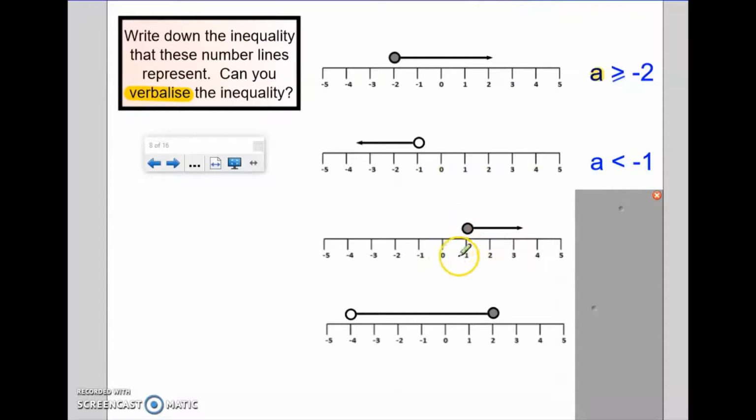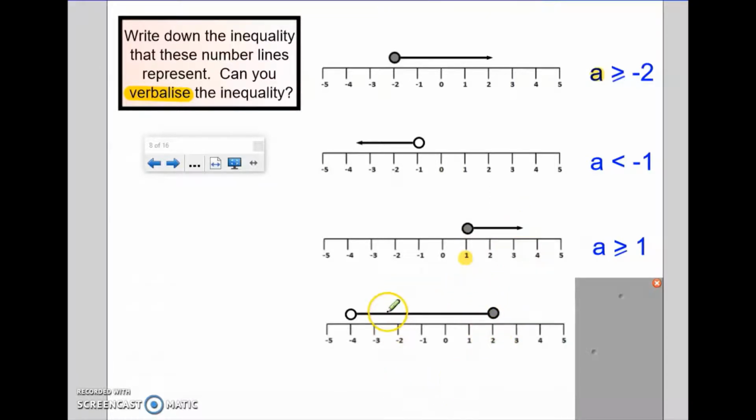For this one here, it's going to be equal to as well because we've got a shaded circle and we're looking for numbers greater than. A is greater than or equal to 1, which is why my circle is above the 1. It's why it's shaded in, and it's why the arrow goes in this direction.